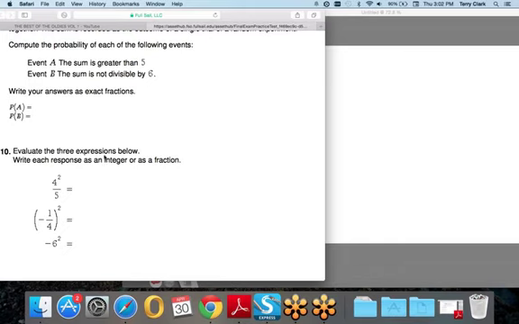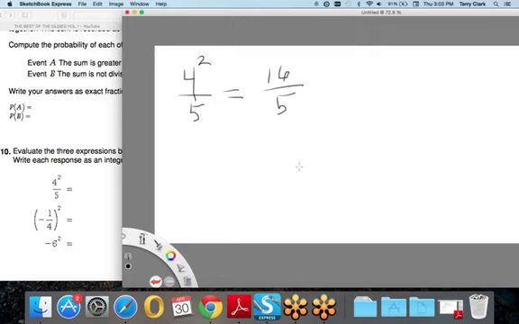And it says write each response as an integer or fraction. So that's a fraction right there. So 16 over 5 is a fraction. You wouldn't go dividing it and making it a decimal because it didn't ask us to do that. So that answer is done, even though it looks real simple, because it is.